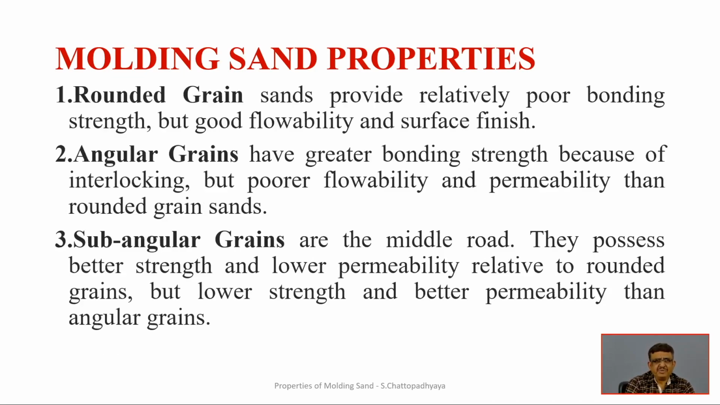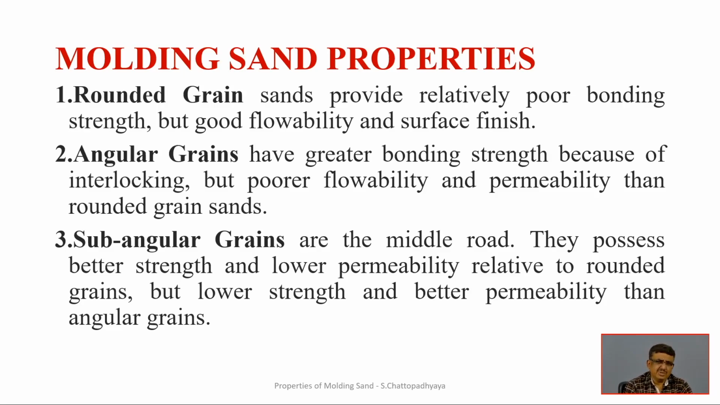So, these are the three shapes associated with moulding sand. One is rounded grain, the typical spherical structure. Another one is angular, with sharp edges and sharp corners, and then subangular, in the middle range, where they possess better strength and lower permeability. And because of these properties and their combination, the flowability, permeability, all those things are obtained. So, angular grains have some properties, rounded grains have other properties, but with subangular grains, the lower permeability and other things are possible.